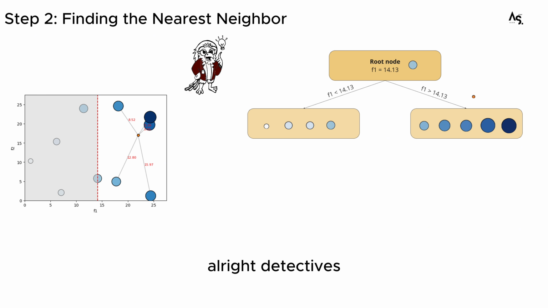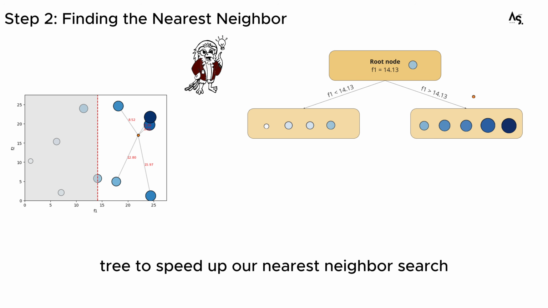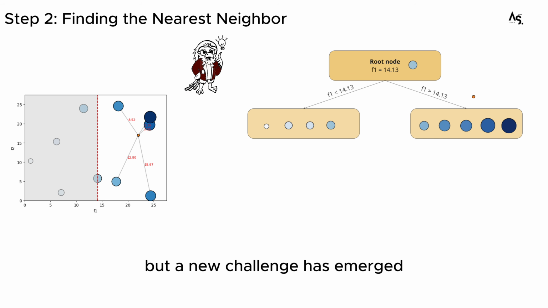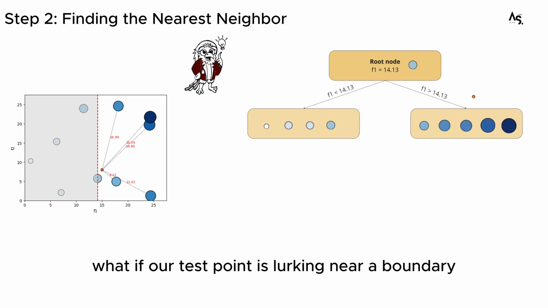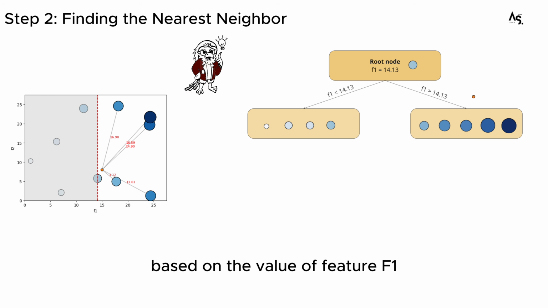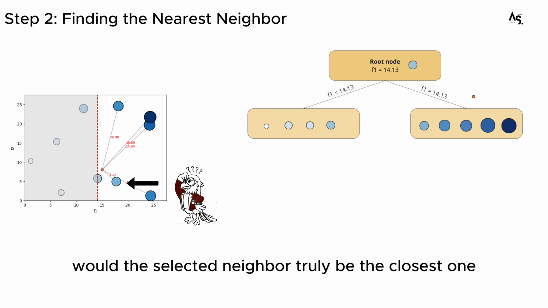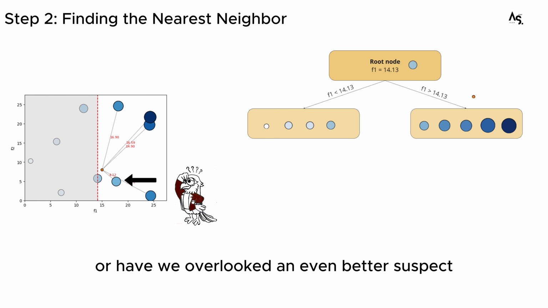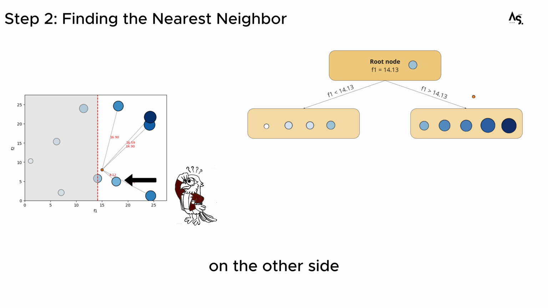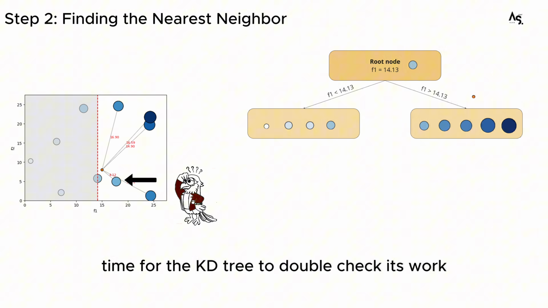Alright, detectives, we've been using the KD tree to speed up our nearest neighbor search, but a new challenge has emerged. What if our test point is lurking near a boundary? Based on the value of feature F1, it'll again search in the right leaf and select the data point closest to it. Would the selected neighbor truly be the closest one? Or have we overlooked an even better suspect on the other side? Time for the KD tree to double-check its work.